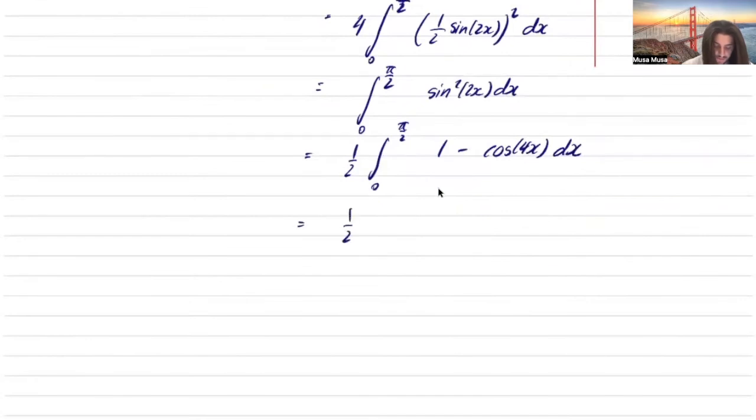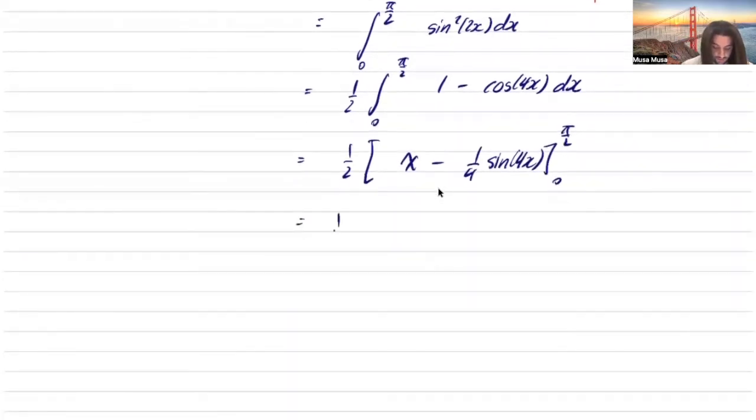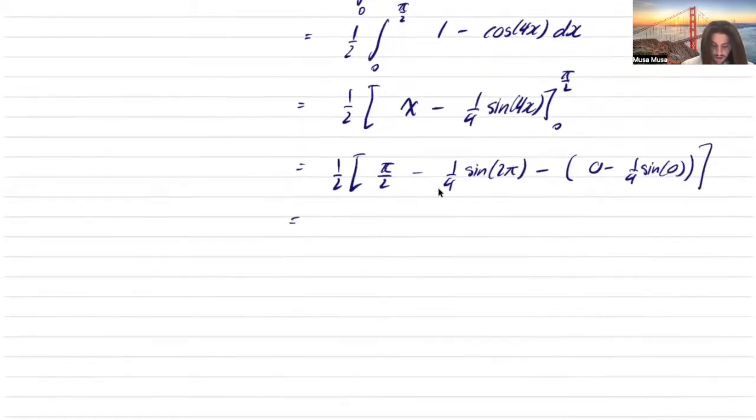And then this becomes a half of, and then we have x minus 1 on 4 sine 4x from 0 to pi on 2. And subbing in, we have a half of pi on 2 minus a quarter of sine of, that's 2 pi, then minus, and then it's 0 minus a quarter of sine of, that's just 0. Anyway, that's 0, that's 0, that's 0. So you end up with just a half of pi on 2, which is pi on 4.